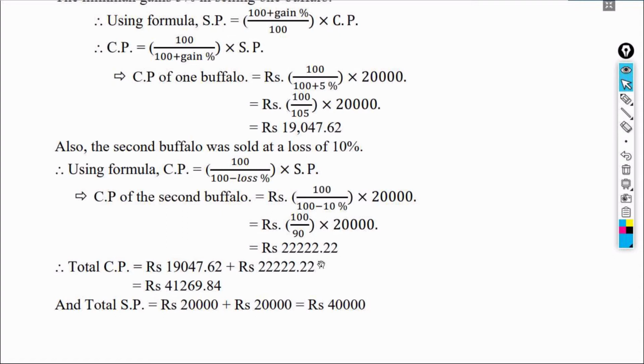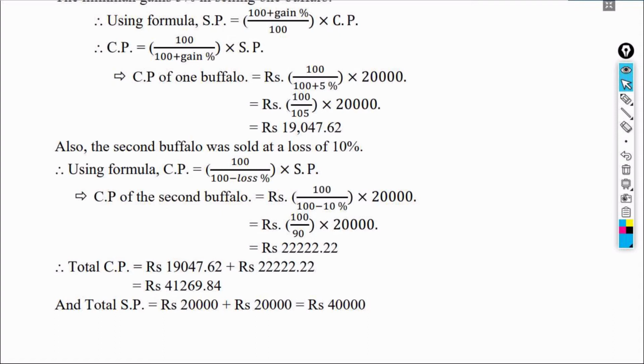That is equal to rupees 22,222.22 paise. Just as we have solved the previous question, you have to find here also the total CP and total SP.